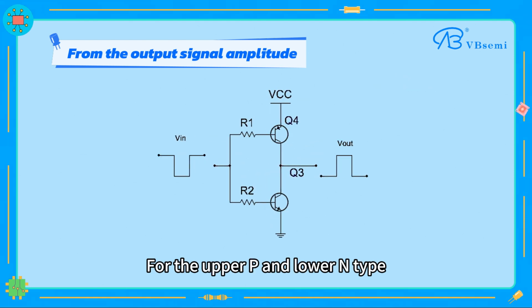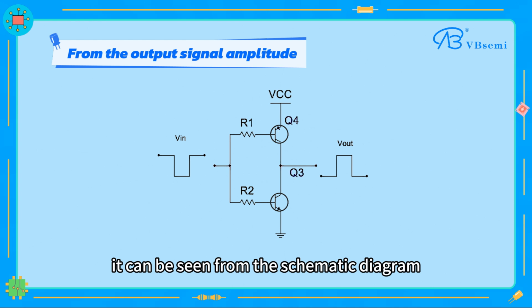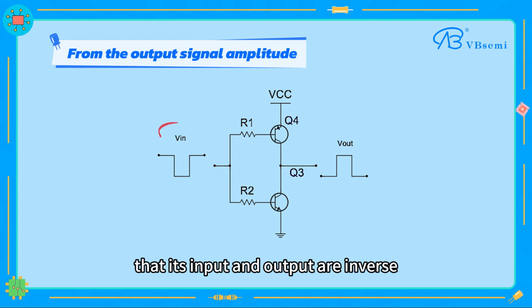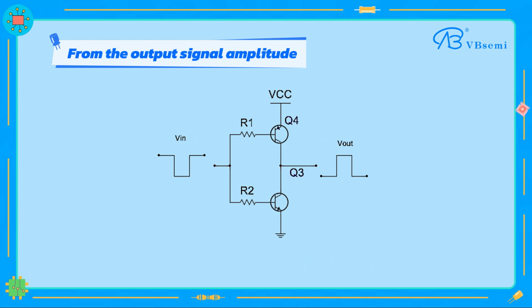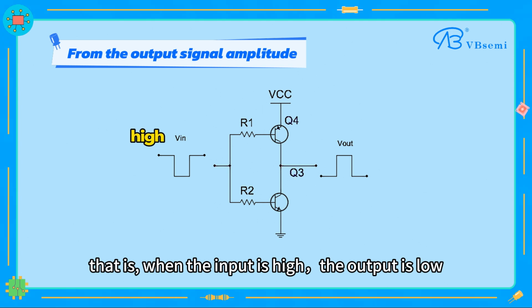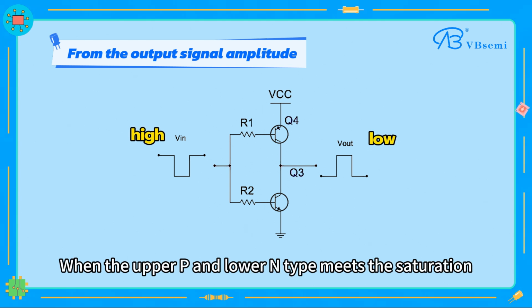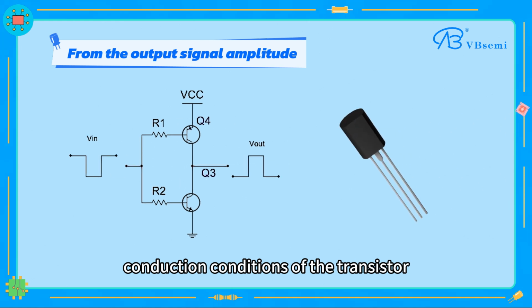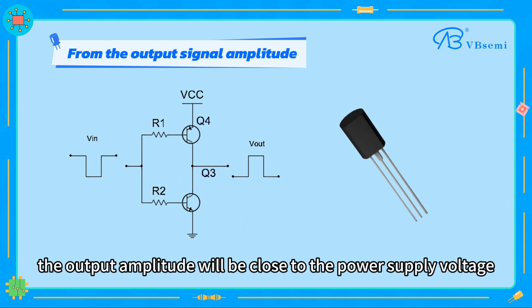For the upper P and lower N type, it can be seen from the schematic diagram that its input and output are inverted. That is, when the input is high, the output is low. When the upper P and lower N type meets the saturation conduction conditions of the transistor, the output amplitude will be close to the power supply voltage.